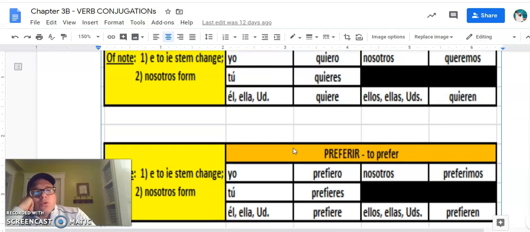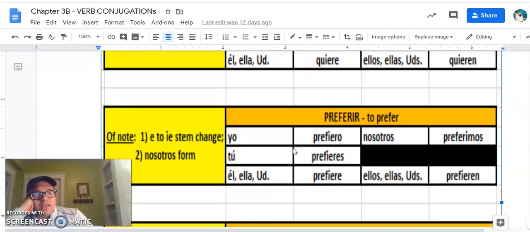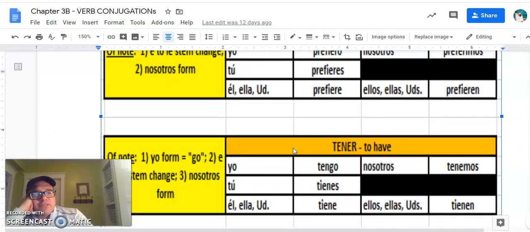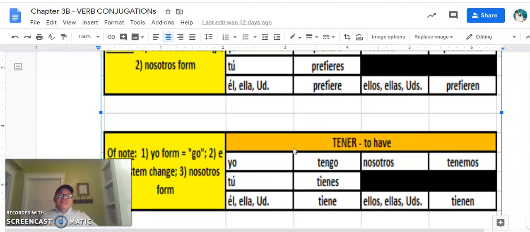Okay, so a couple things that you just need to be cognizant of. We've got 4 verbs that are all fair game on this quiz on Wednesday. We have querer, preferir, tener, and hacer. Now, one thing I did not talk about were the endings for the verbs that we have here. I kind of took it that maybe at this point you guys might be clear on that.